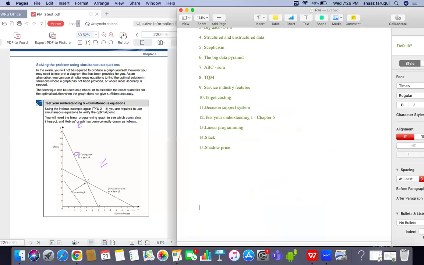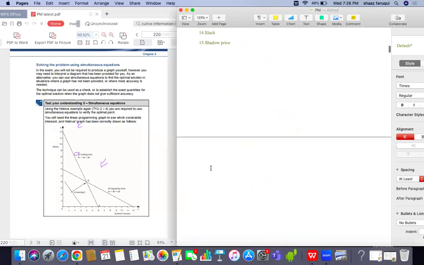What is shadow price? Shadow price is, see, when there is a limited resource, you still can get more of that resource. What do you have to do? You have to pay some money. For example, I am in Chennai. I'm based out of Chennai in India.